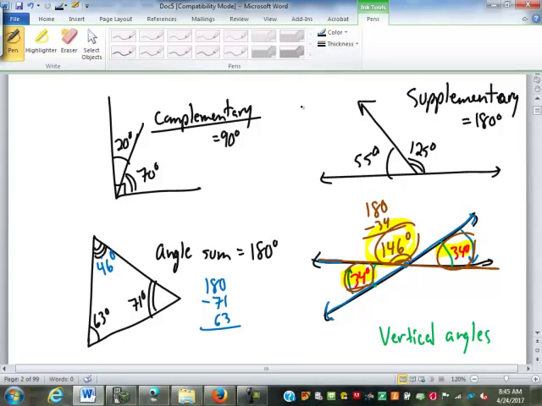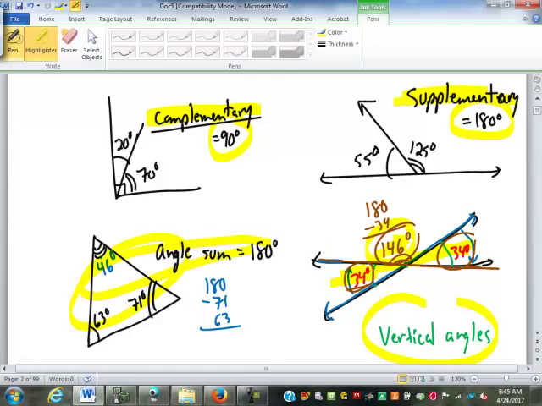So those are the four cases for simple angles. They're either complementary, they add up to 90 degrees. Supplementary, they add up to 180 degrees. They're vertical, which means they're formed on opposite corners of intersecting lines, so they have to be the same. Or they form a triangle, so they have to add up to 180.